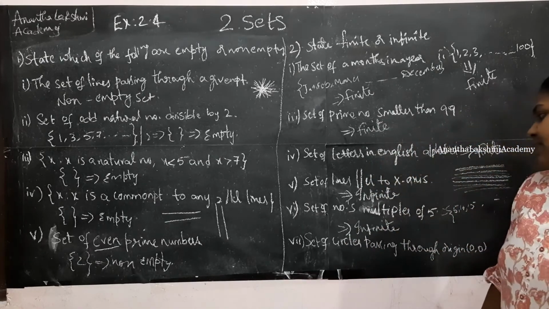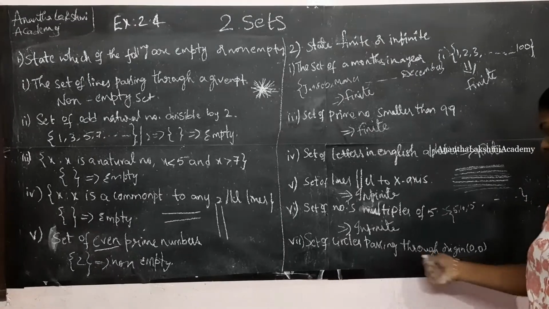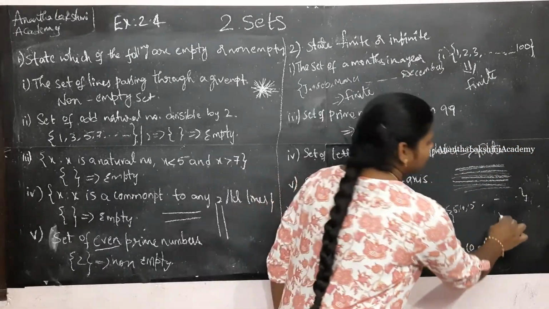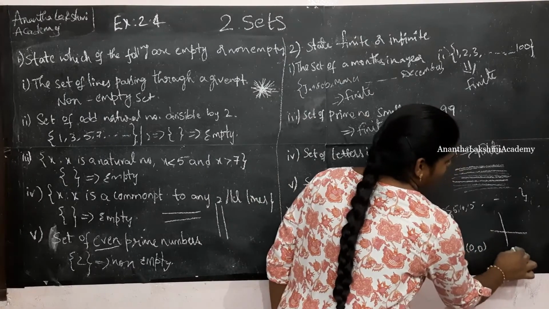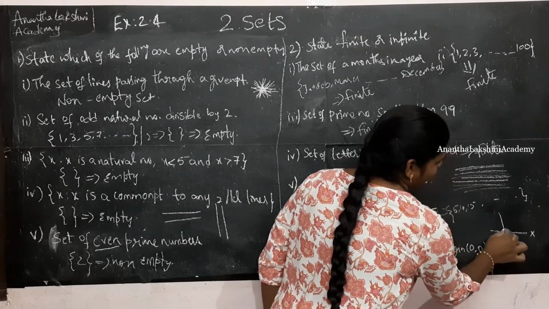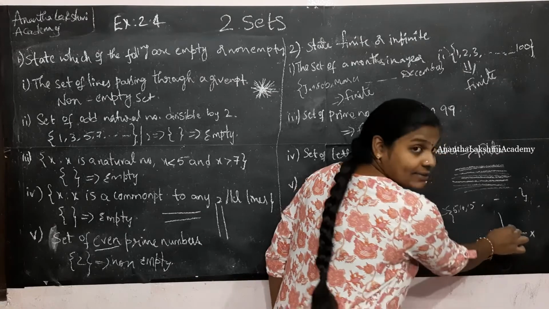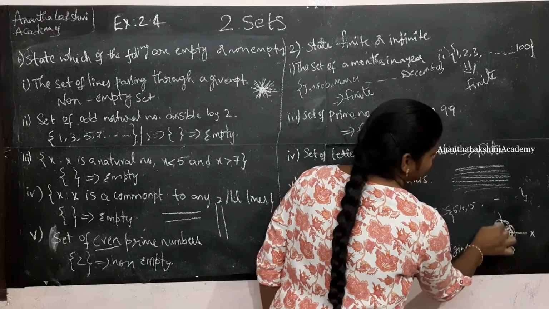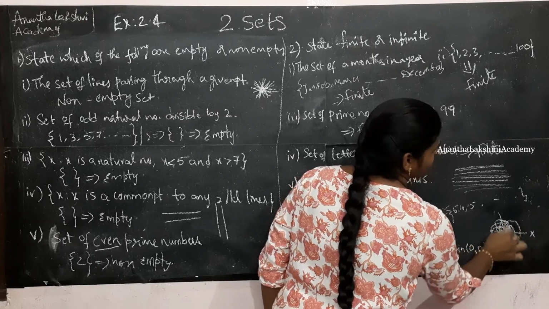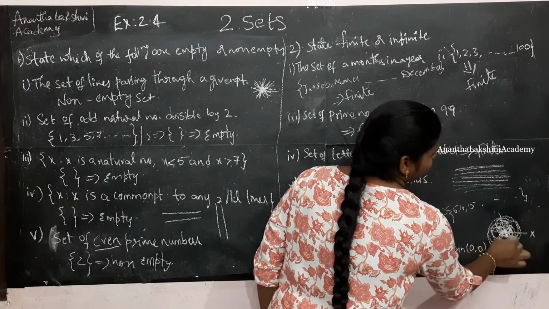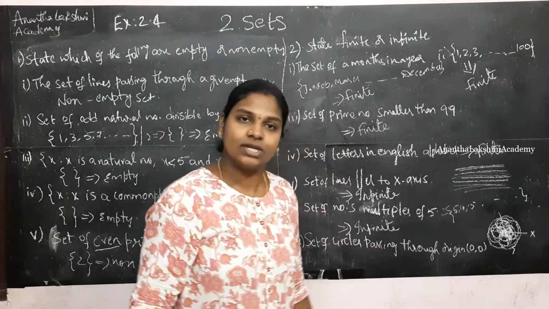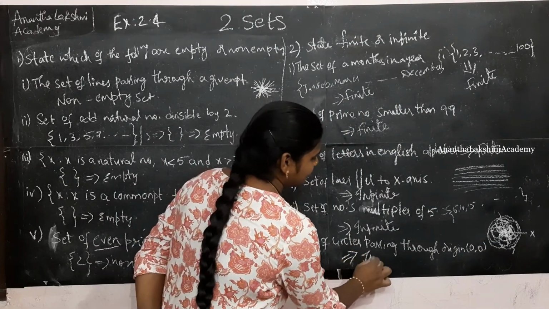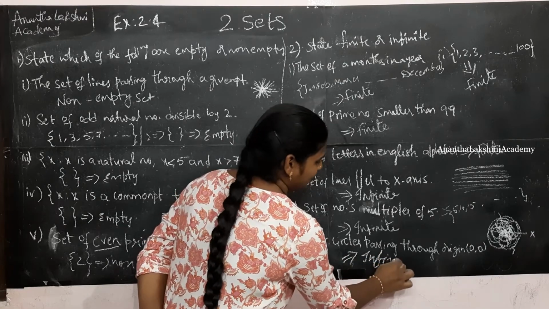And the last statement is the set of circles passing through the origin (0, 0). Origin is nothing but like this. If you consider this as x-axis and this is y-axis, this is the origin. You can have a circle like this, like this, like this, and however many circles you want. You can draw so many circles, so big circles, and it goes on. There is no limit for that. When you have no limit, then this is also infinite.